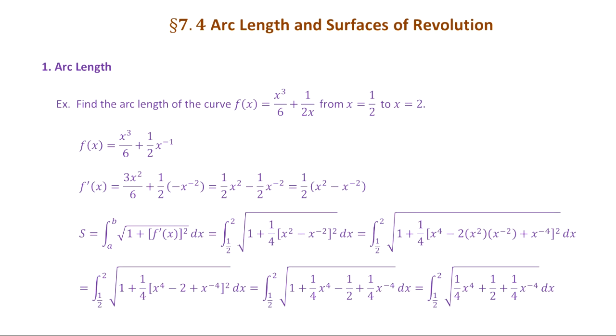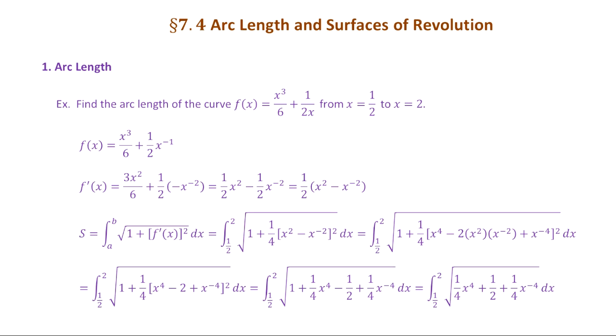Let's do one more. Find the arclength of the curve f(x) equals x cubed over 6 plus 1 over 2x from x equals half to x equals 2. Just do it in the same way, but this time, since we're going to use f prime in the formula, we need to take the derivative.